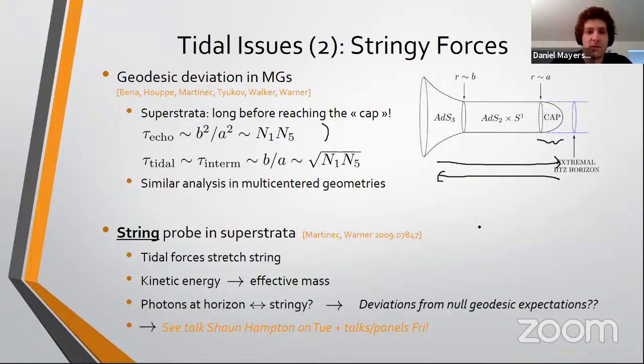This is a time scale of the order of the length of the throat, which in this kind of a geometry in a superstrata is roughly b squared over a squared. So the echo time scale, the time scale that you throw something in and it comes back out, tells you something about the length of the throat. However, what they find is that the time scale for experiencing large tidal forces is much smaller than this echo time scale. So you can picture this as having large tidal forces somewhere where you're not even exploring the microstructure really yet, or at least you thought you weren't exploring it yet.